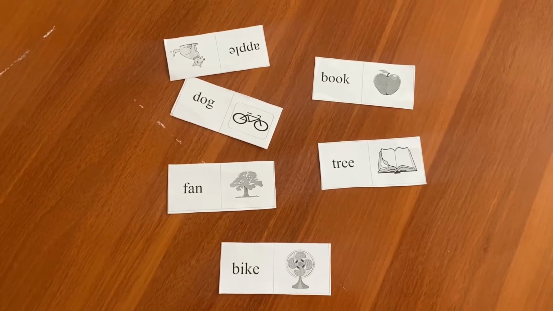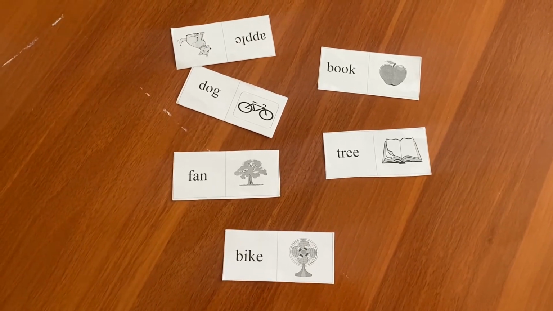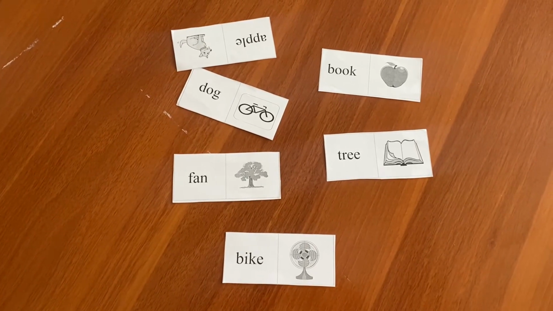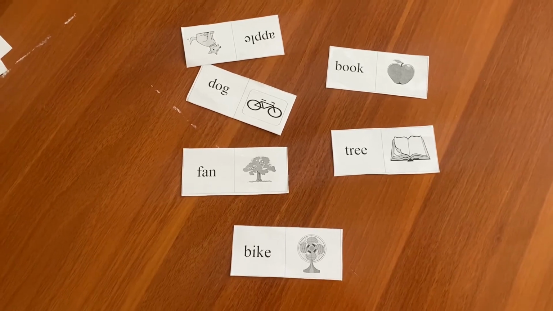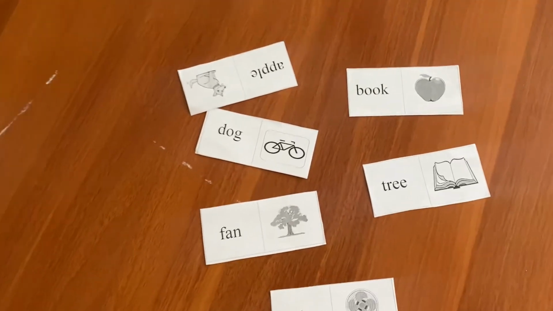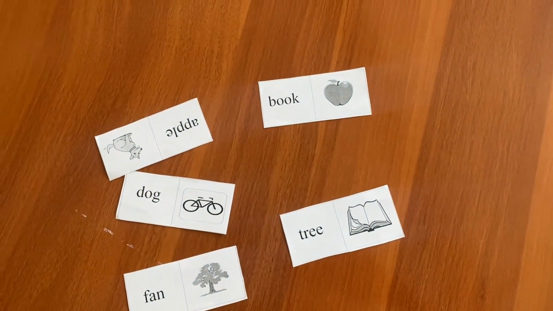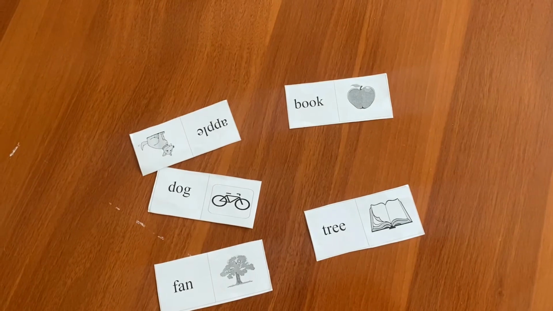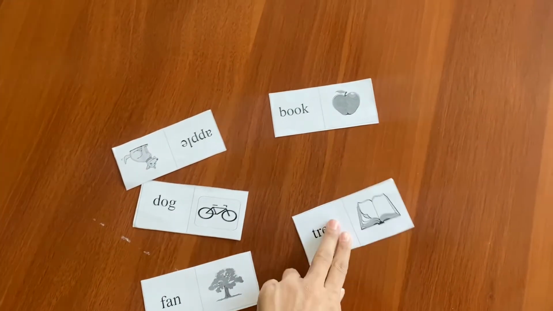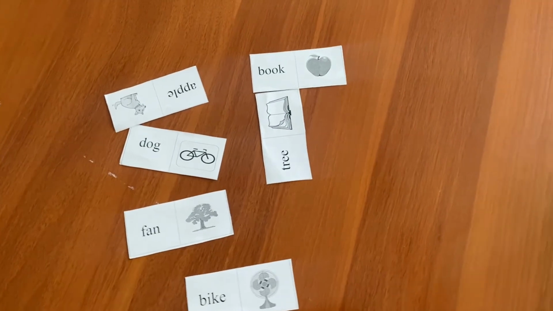Now let's practice it together. As you see here, we have several cards, and the task is that your pupils should put in order all these words and pictures. Let's do it together. The first word is book, and let's find the picture of book. It's here.